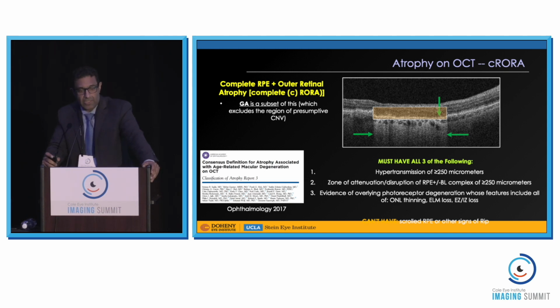And the CAM group, we came up with this OCT definition for atrophy, which was based on identifying specific features: the presence of this type of hypertransmission, a zone of disruption or attenuation of the RPE band, and then overlying evidence of photoreceptor degeneration. And if you had a certain size, 250 microns, we said, the reading centers came together and said, yeah, we can do that reliably, and that became the definition of C-RORA.